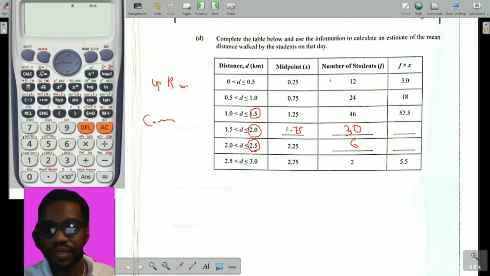Now, frequency. Bear in mind, this is your frequency. This is your midpoint. So all we need to do is put the frequency times the midpoint in the calculator. So, frequency times midpoint. So 1.75 times 30.